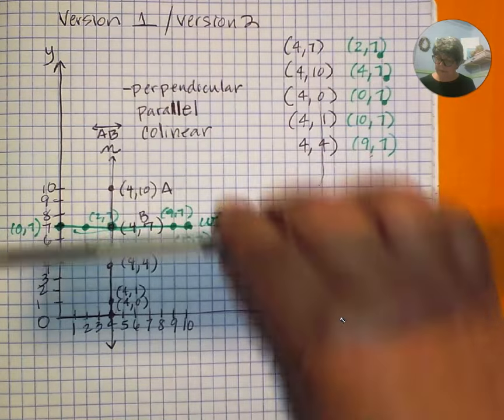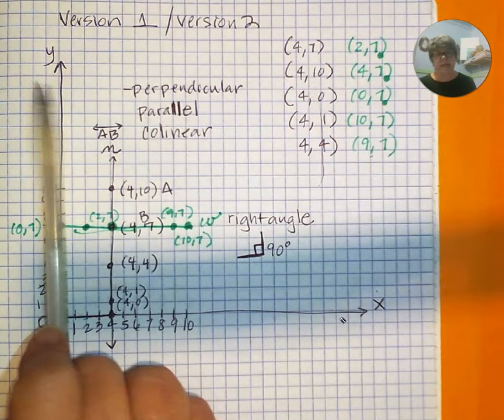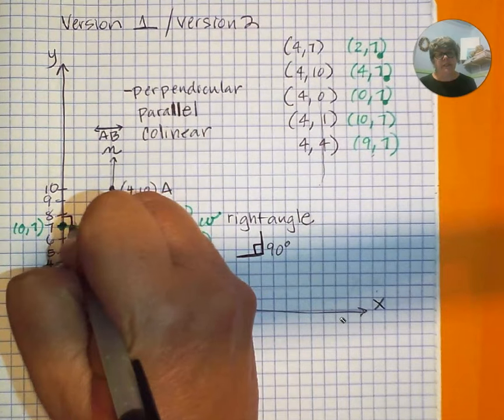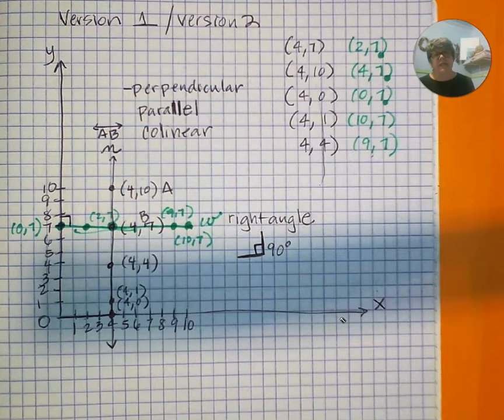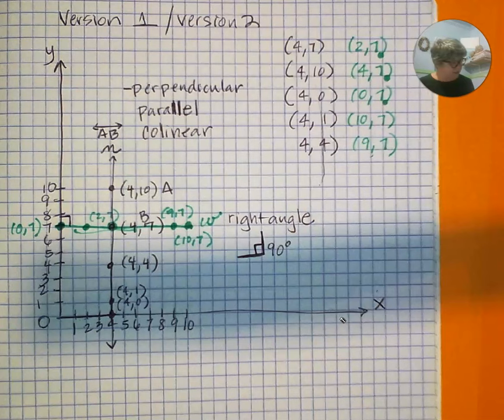Is line W perpendicular to the y-axis? Yes, because it forms a right angle with the y-axis. We could put a little box there showing that it's forming a right angle. It is perpendicular. Okay, very good.